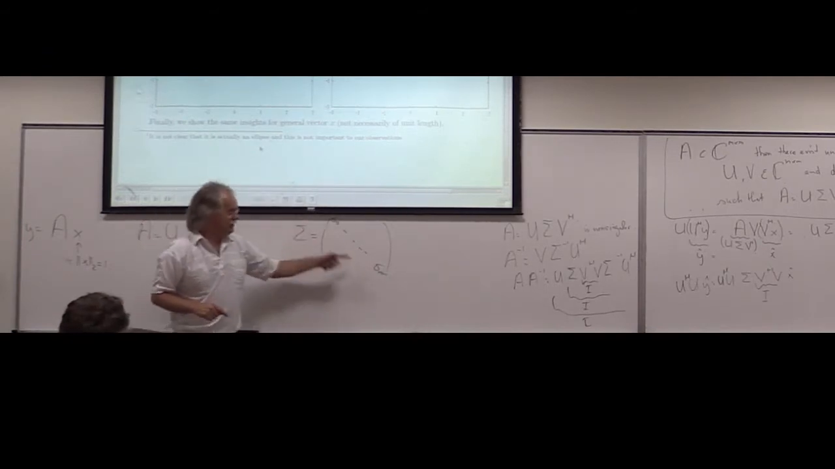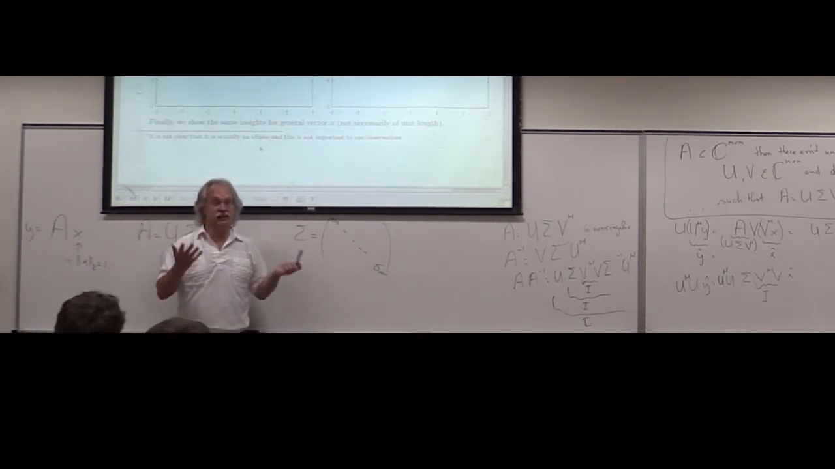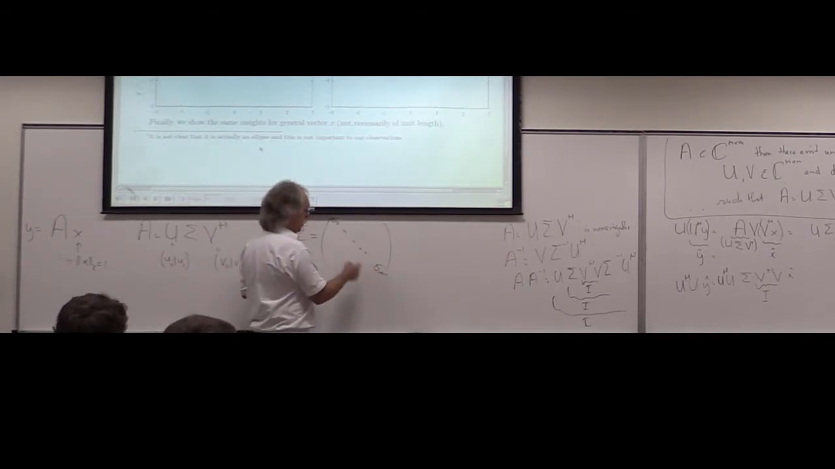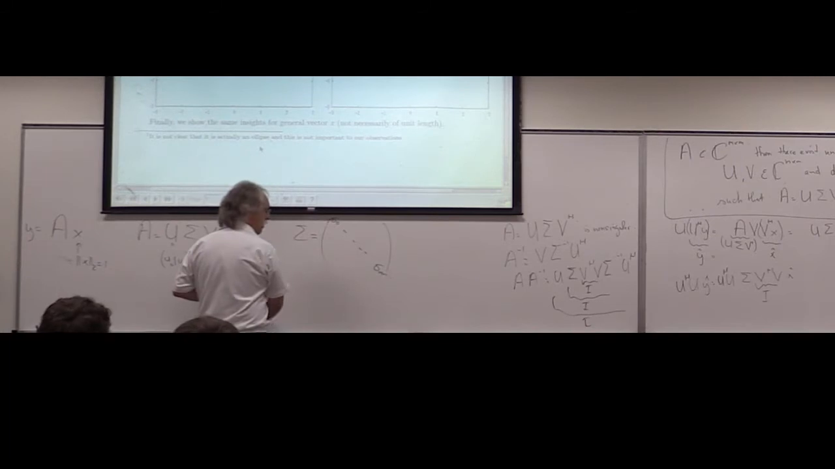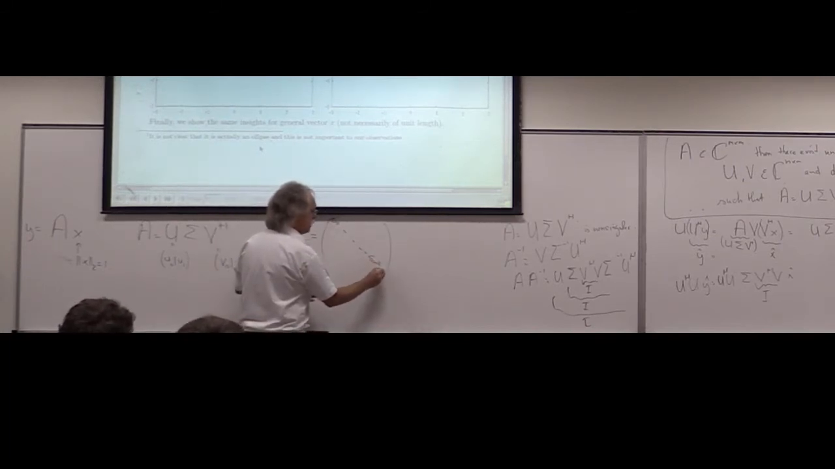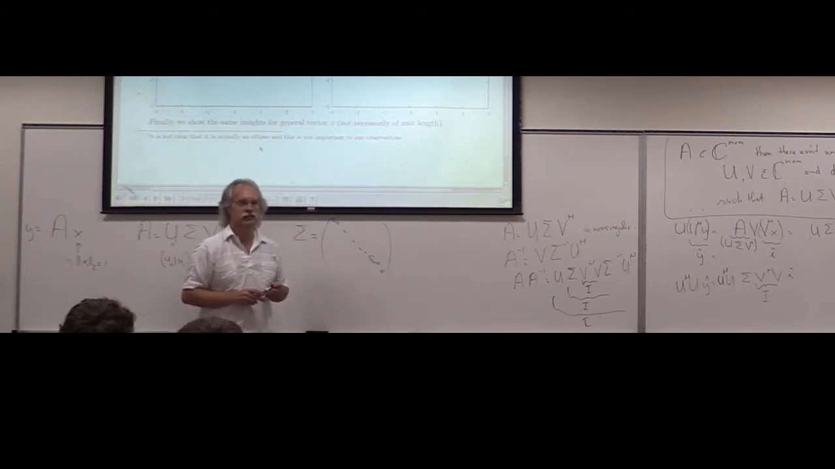Okay. Singular values. Now, we could guess at this, because what do you suppose happens if... Now, these are in order, from largest to smallest. What do you suppose happens if the last one happens to be zero?